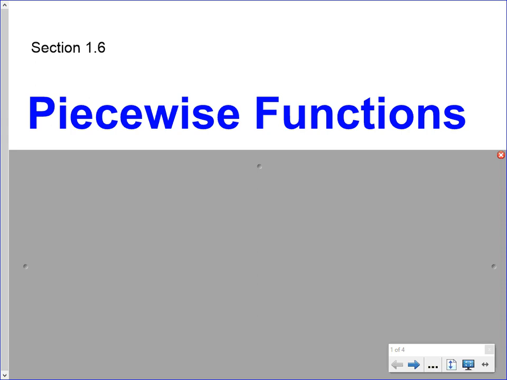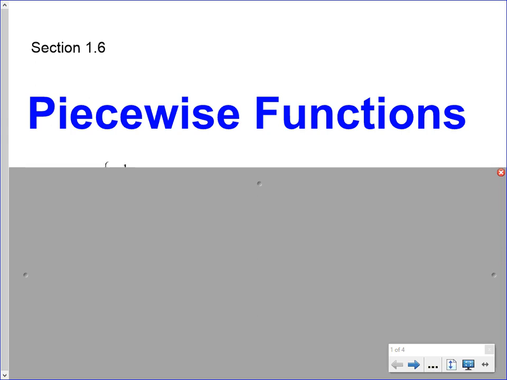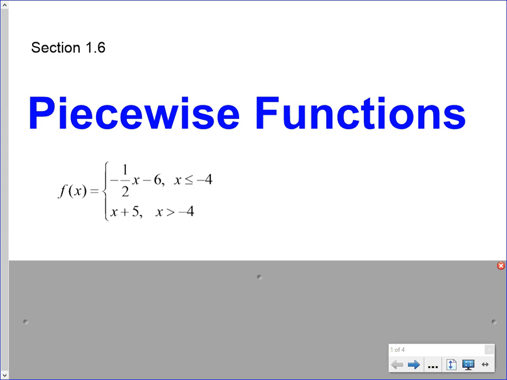The general idea of a piecewise function is that it's a function created by piecing together different parts of different functions. Generally, you would have two or more functions to create a piecewise function. The notation for a piecewise function looks something like this. So you've got that f of x or y equals, and then you have a large bracket, and listed in that bracket are different functions.